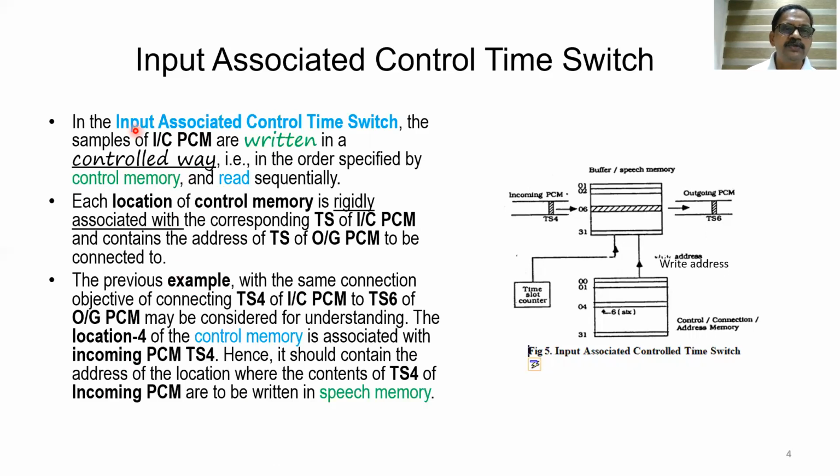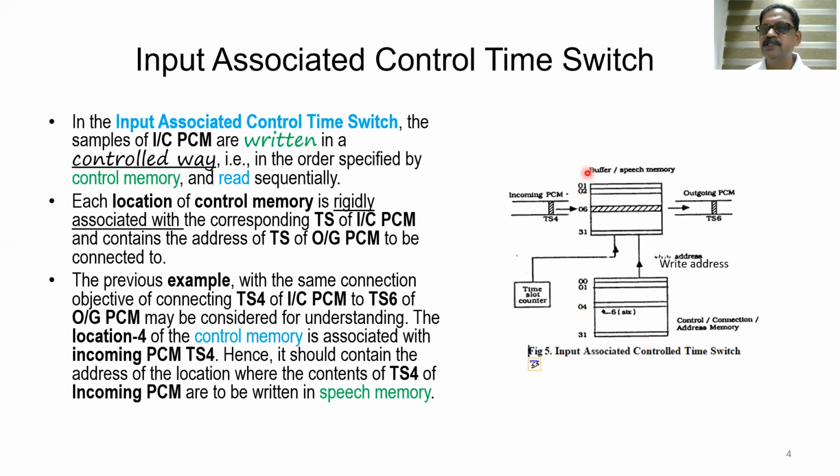In the input associated control time switch, the samples of incoming PCM are written in a controlled way. That is, in the order specified by the control memory, and read sequentially. So this is the basic difference between output associated control time switch and input associated control time switch. Here, while writing itself, the buffer memory location is decided. Therefore, writing is controlled by the control memory.